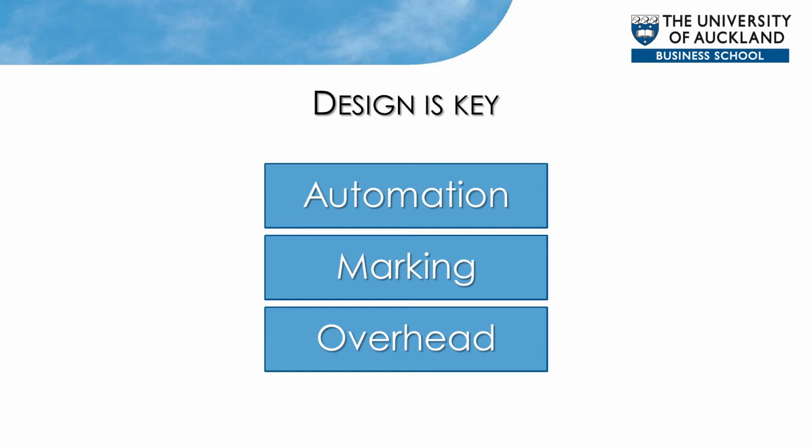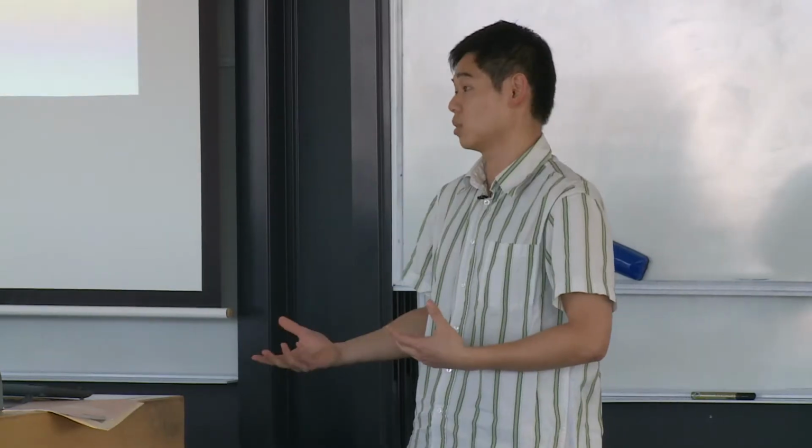The way I'll approach this is to focus on three areas where we can try to increase efficiencies in assessment design, assessment marking, that sort of thing. The main thing here is that design is key. Behind all of this, you have to plan accordingly and design your assessments accordingly. You have to design with marking in mind if you want to get the gains in marking.